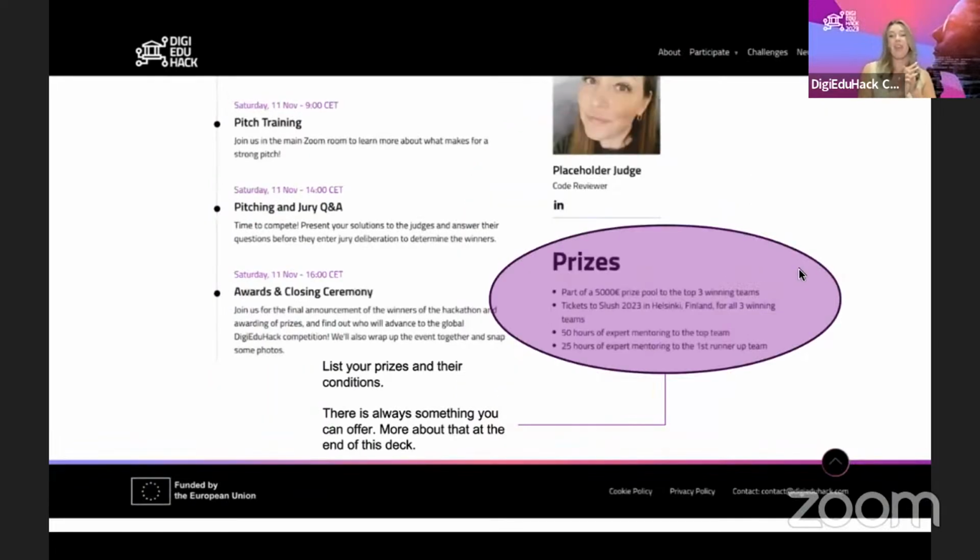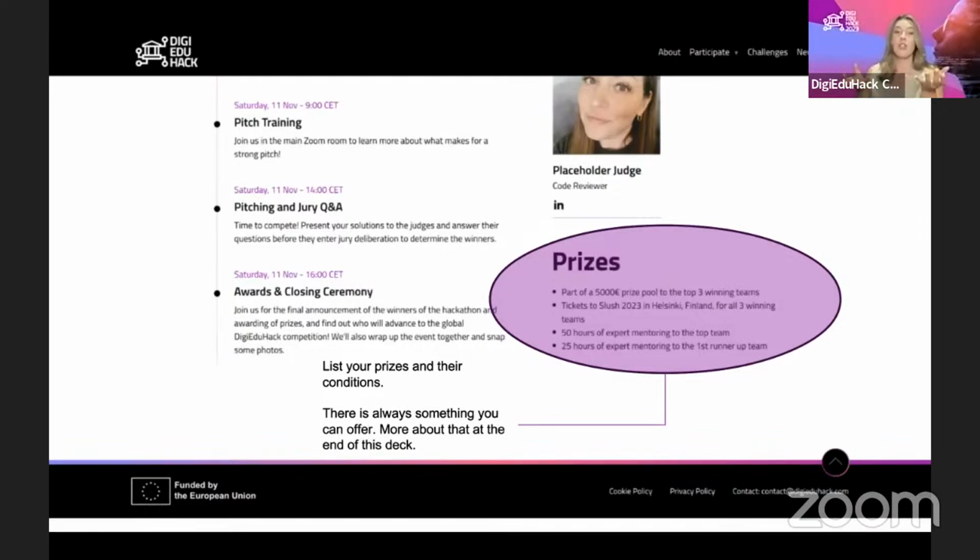There we go. And lastly, a list of the prizes that you are offering. Is it monetary prizes? And if you have monetary prizes, how are those divided? Is it just for the top team? Is it already decided if it's a specific amount for the first, second, and third grand winner? Is it just a prize pool?